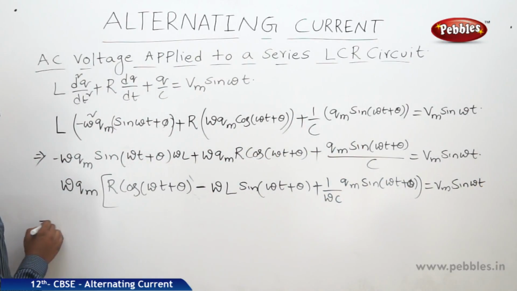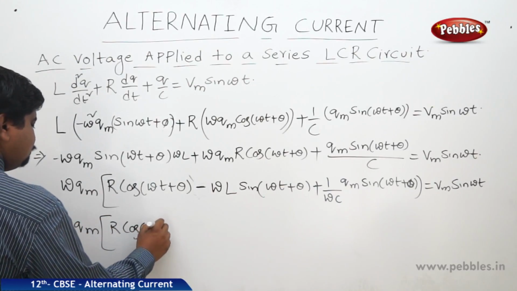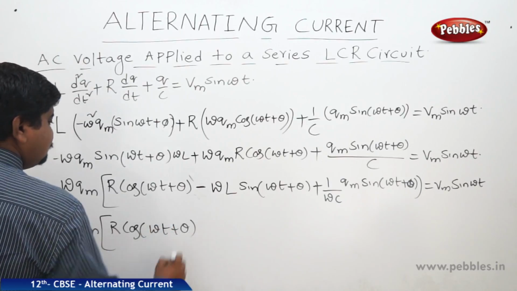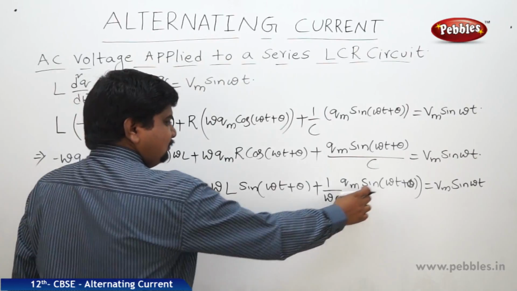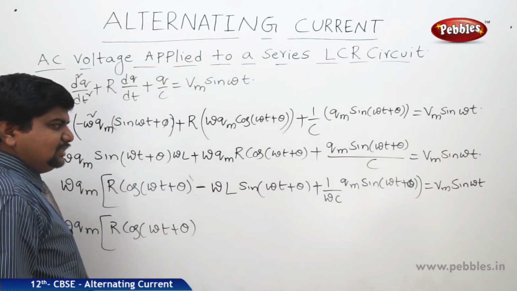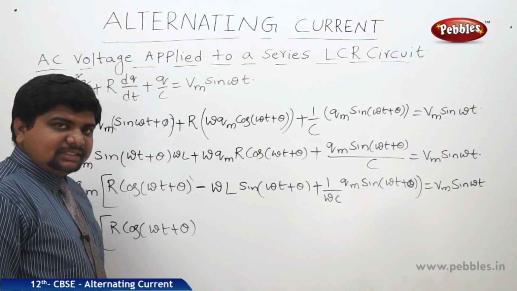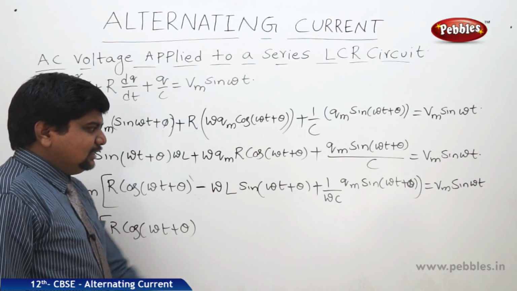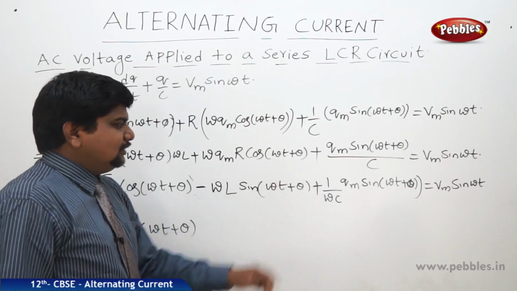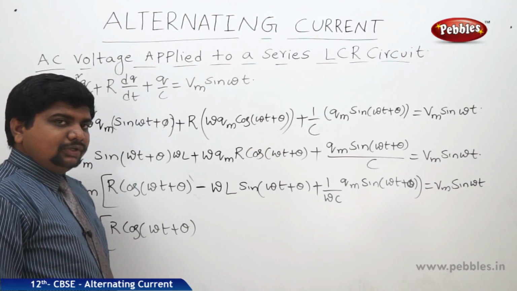Now, omega qm into R cos(omega t plus theta). This is 1 by omega C into sin(omega t plus theta). This is omega L into sin(omega t plus theta). So what we can write here? We can write Xc minus XL into sin(omega t plus theta) into qm.